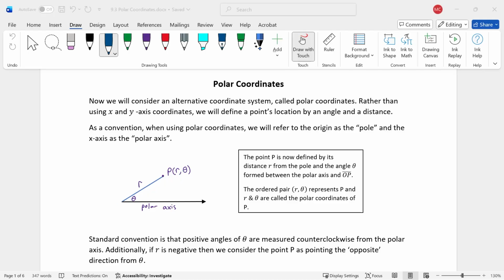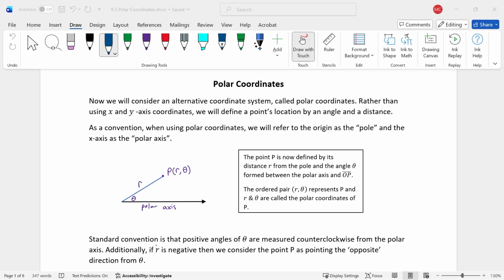So all this is saying is, this is just as good as having an x and a y coordinate. If we just know the angle at the origin and how far out to go, it'll give us an exact position for the point. Now the ordered pair (r, theta) represents the point P, and r and theta are called the polar coordinates of P.